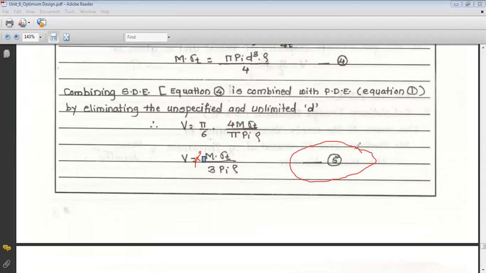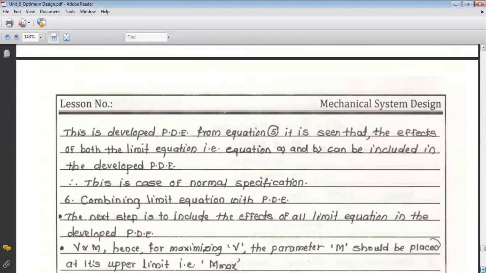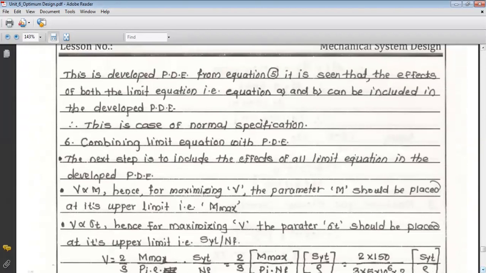Now the next step is we have to combine the limit equations with the primary design equation. In this developed primary design equation, equation 5, it is seen that the effect of both limit equations, that is equation A and B, can be included in the developed primary design equation. So this is the case of normal specification.